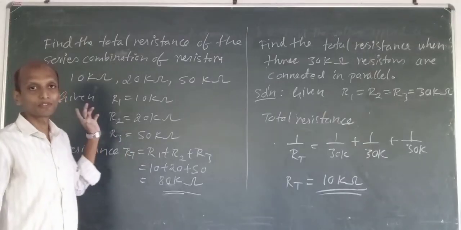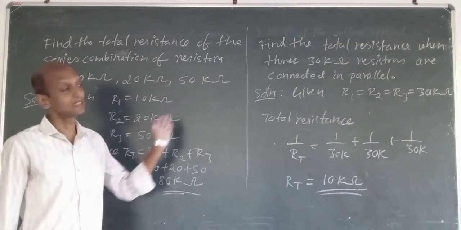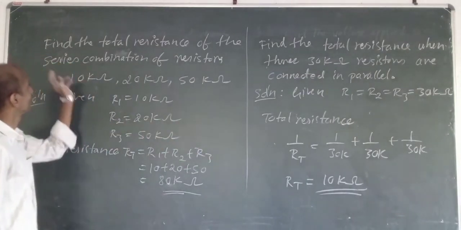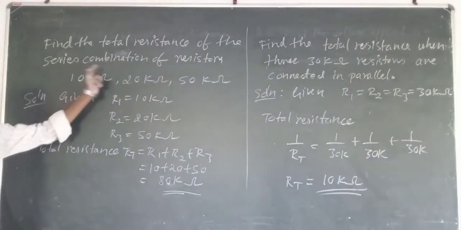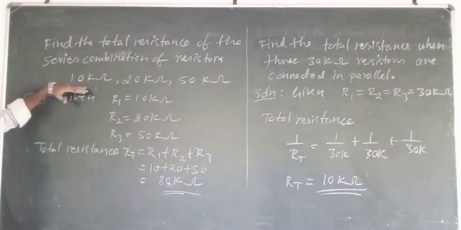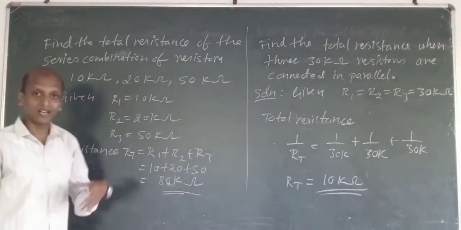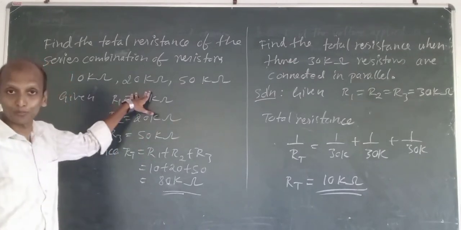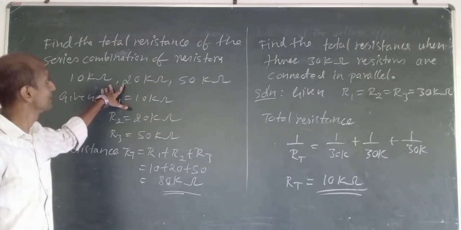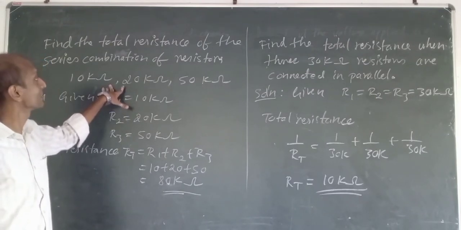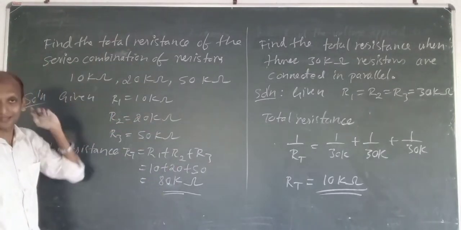Now here we have some questions to calculate the total resistance when resistors are connected in series and parallel. Our first question is to find the total resistance of the series combination of resistors 10 kilo ohms, 20 kilo ohms and 50 kilo ohms. Three resistance values have been given, and they say that these three resistors are connected in what? Series combination. So we have to calculate the total resistance.